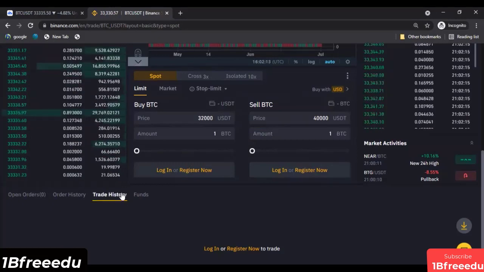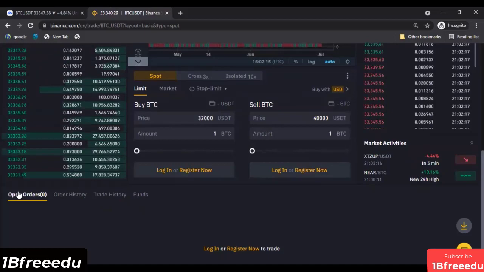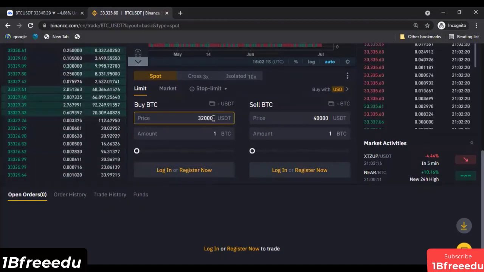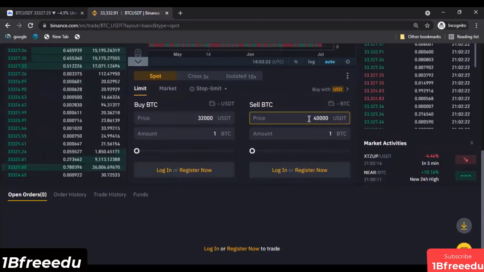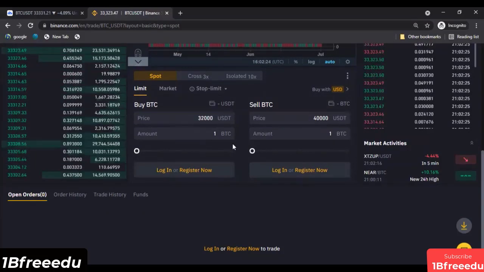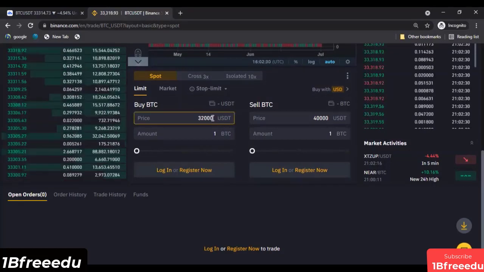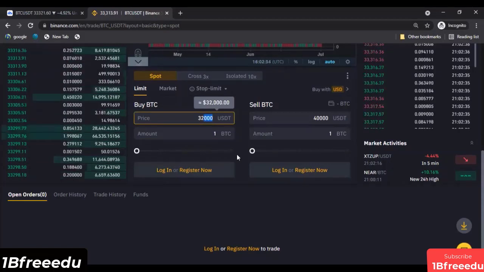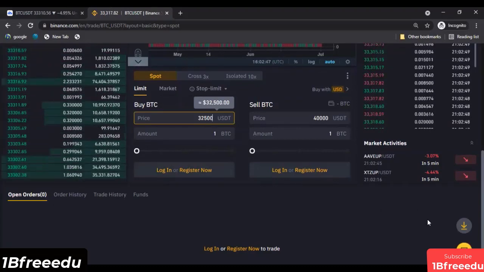And once that order is filled, you can see it in trade history. Also, another important thing: supposedly you have selected a 32,000 buying price, and then you do your technical analysis again and come to the conclusion that the BTC price might just come to 32,500. So what you can do right now is cancel. You can cancel your order without any fees or charges. There will be an option right here, and it is quite easy. And you can cancel your order and place another order.